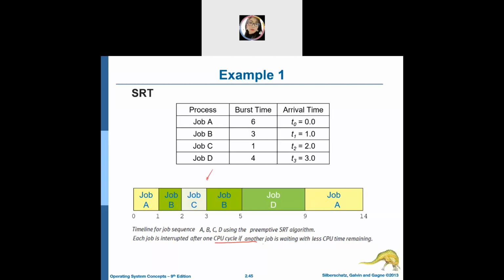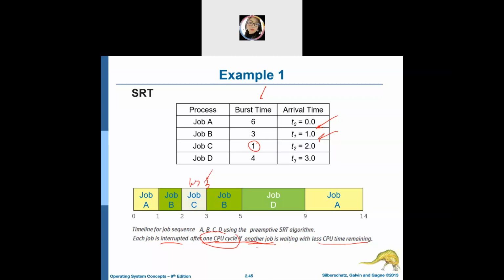As mentioned here, you're going to be interrupted after 1 CPU cycle. After 1 CPU cycle, you're going to be interrupted, and you're going to pick the job with the least CPU time remaining. But for the D just now at 3, it would be interrupted, but before that, D is not available. That's why it thinks, okay, I'm going to finish my cycle because I have only one burst time, one cycle only. So after this, who is going to go next?